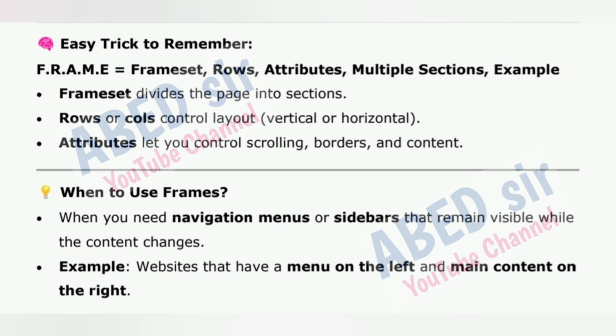Frameset divides the page into sections. Rows or cols control layout, vertical or horizontal. Attributes let you control scrolling, borders, and content. When to use frames? When you need navigation menus or sidebars that remain visible while the content changes. Example, websites that have a menu on the left and main content on the right.